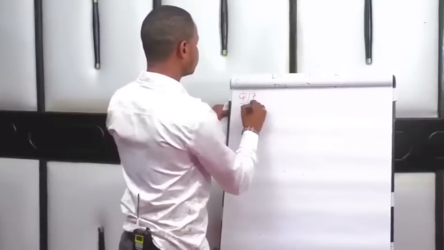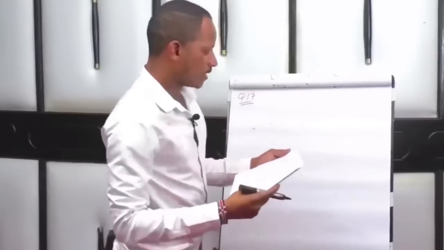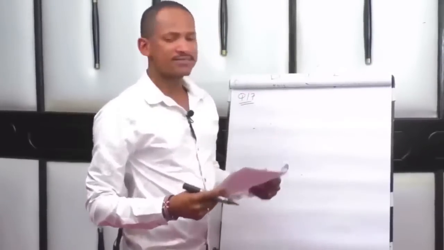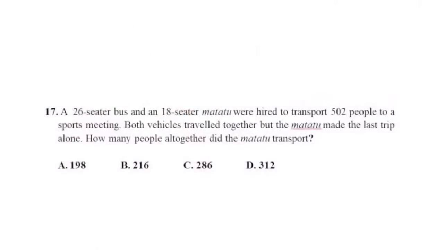Question 17. A 26 bus seater and an 18-seater matatu were hired to transport 502 people to a sports meeting. Both vehicles traveled together, but the matatu made the last trip alone. How many people altogether did the matatu transport?